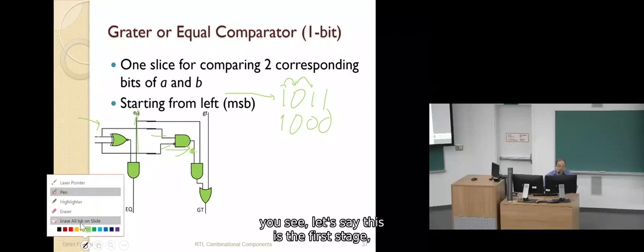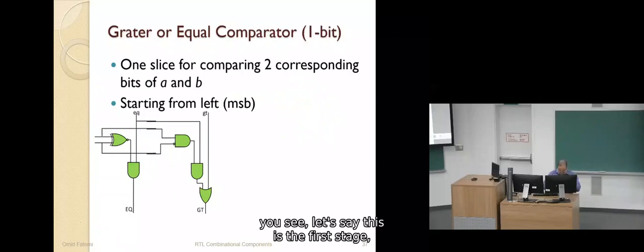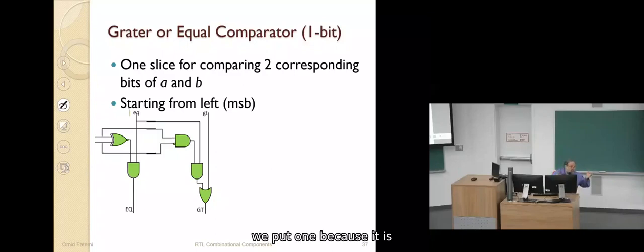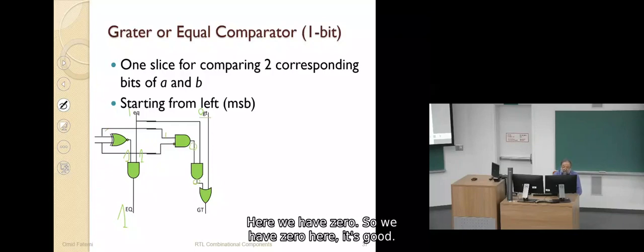You see, let's say this is the first stage, the most significant bit, the most left. So if it is the most left, the equal, we put 1 because it is starting, and we put greater 0. Okay, AI and BI. Let's say AI and BI are equal. If they are equal, then here we have 1, and we have 1 here, so the equal gets 1, and so it is equal. And also we know that for sure the greater is 0, because AI, BI not, AI is not greater, so this is 0, so 0 AND with something is 0, and here we have 0, so we have 0 here, so it's good. AI and BI were equal, so this is the result.